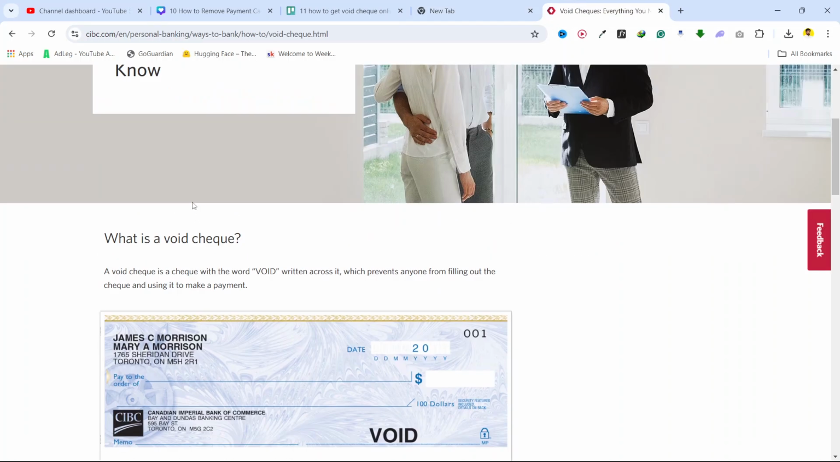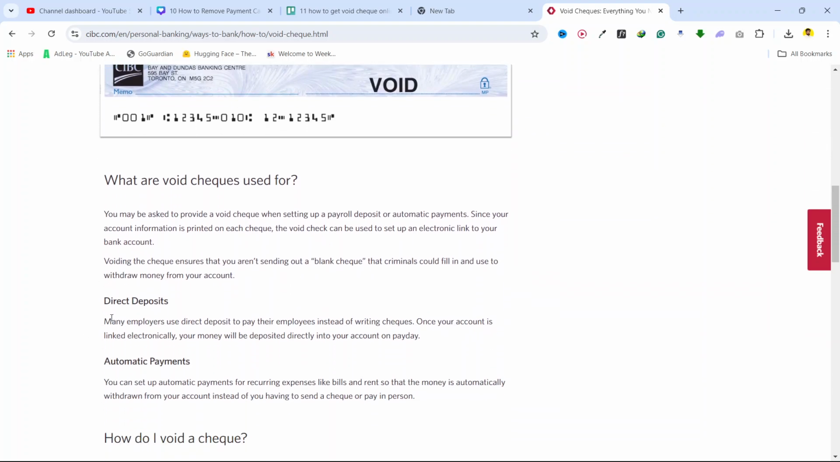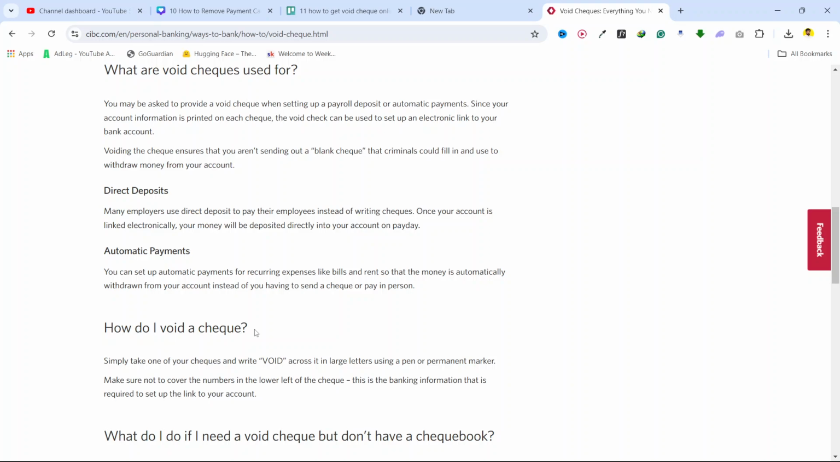So I am on the official website of CIBC and here you can see what a void check is. A void check is a check with the word void written across it, which prevents anyone from filling it out and using it to make a payment. What are void checks used for? And how do I void a check?